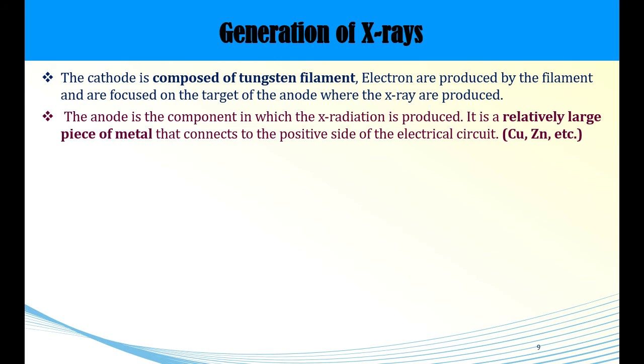The X-ray cathode is generally made up of tungsten filament, and the anode is made up of different metals. The anode is the component in which the X-ray radiation is produced. It is a relatively large piece of metal, and it can be any kind of metal, and these give the characteristic X-rays. If we use copper, we get copper X-rays. If we use zinc, we get zinc X-rays, or any metal. We can use any metal as an anode, and these are the characteristics of those X-rays.